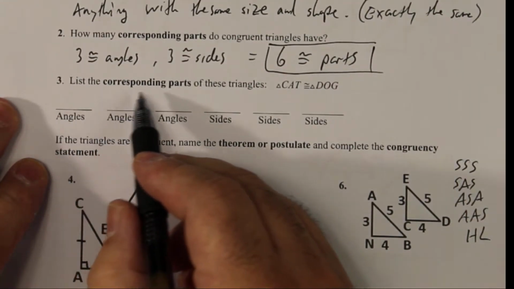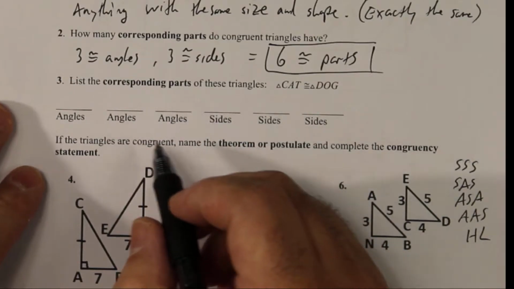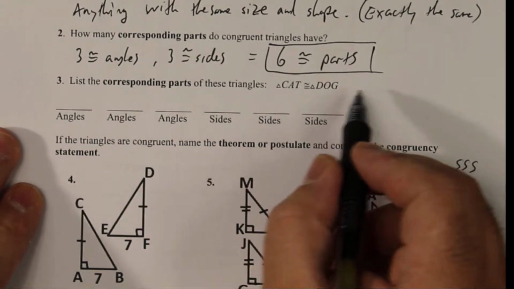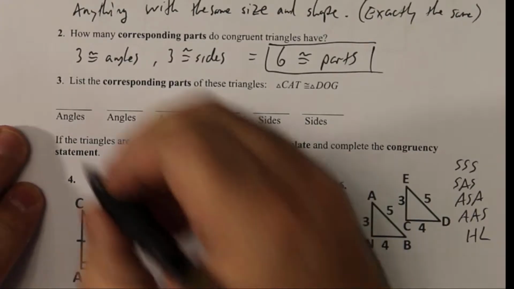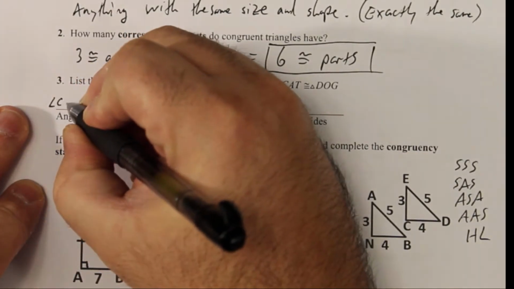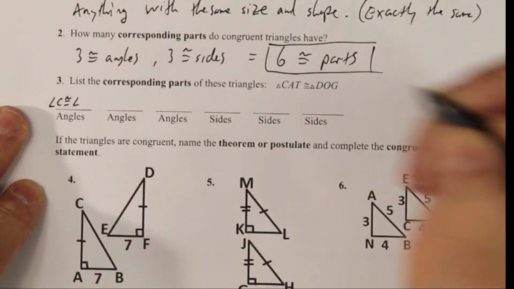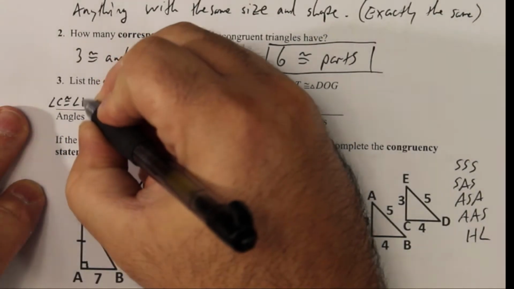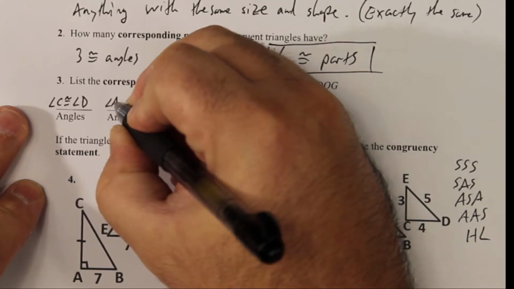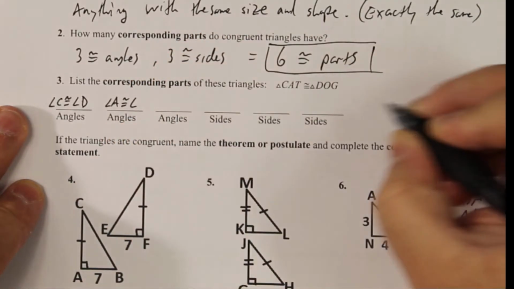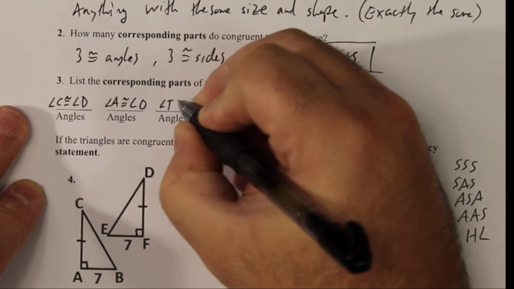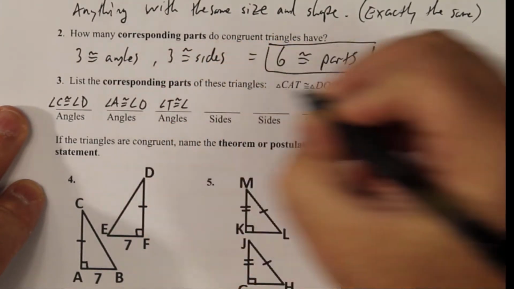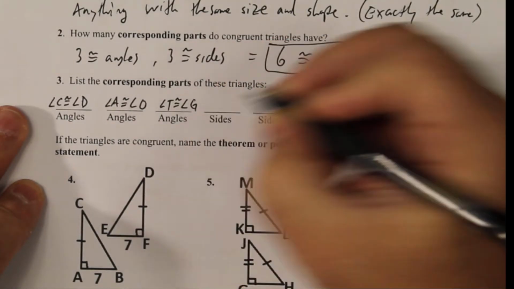Over here it says, list the corresponding parts of the triangles. If we're looking at the angles, remember first letter with first letter, second with second, third with third. So you can go angle C is congruent to angle D, because that's the first spot. Angle A is congruent to angle O, that's the second one. And then angle T is congruent to angle G, because that's the third one.